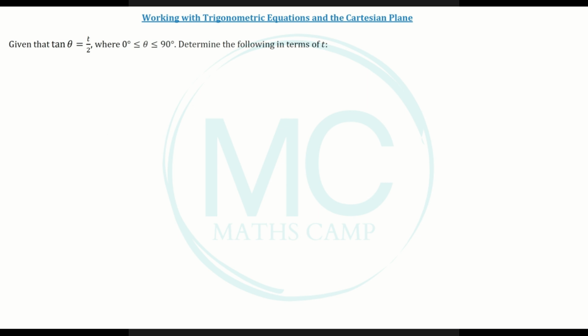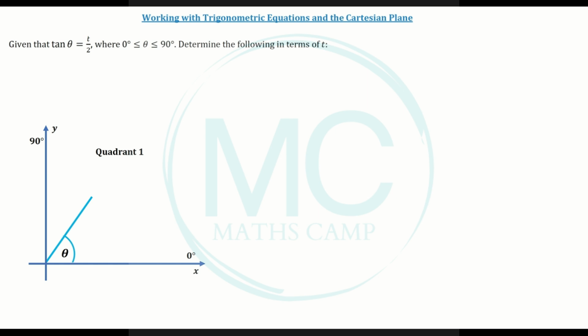The question tells us that theta is greater than 0 degrees, but smaller than 90 degrees. An angle smaller than 90 degrees is an acute angle, and it only falls in quadrant 1. So let's draw a sketch of quadrant 1. Our terminal arm has to lie somewhere in this quadrant. So let's draw a terminal arm and put in our angle theta.